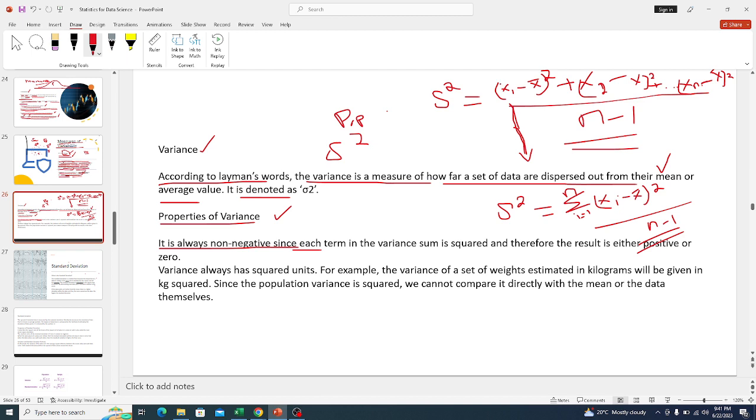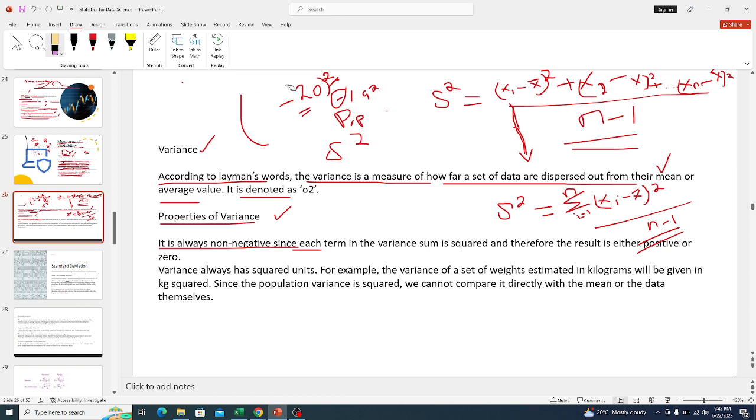Why? Let's assume we had a mean of 20, and our first value is 2. So it will be 2 minus 20, squared. The square makes the value non-negative, because negative 18 squared, definitely this negative sign will cancel out.